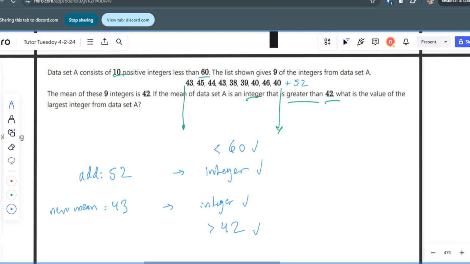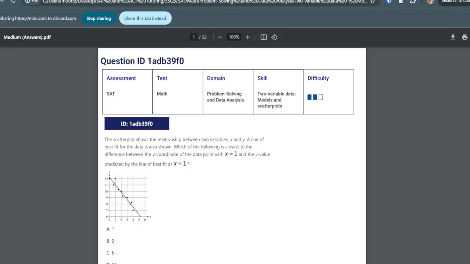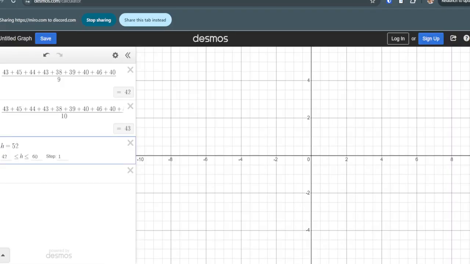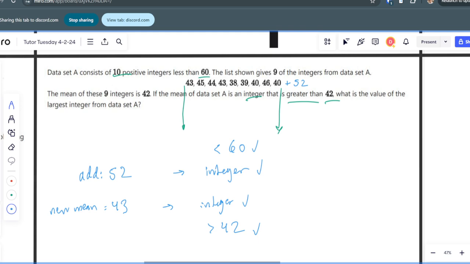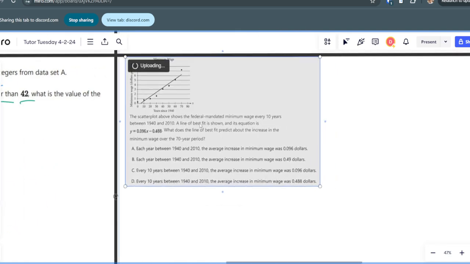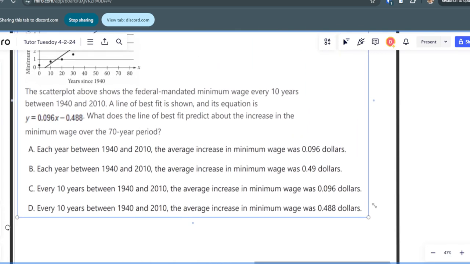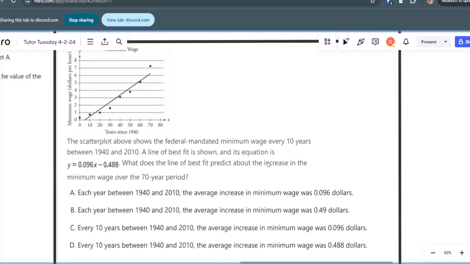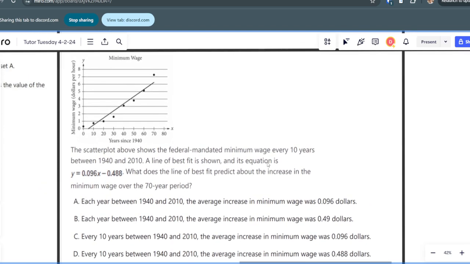Let's see what other stats type questions we have here. Oh, we also have two variable data. Let me find a question on that. Two variable data. So this will be stuff like a lot of scatter plots. Scatter plots is a good topic that shows up in the SAT.